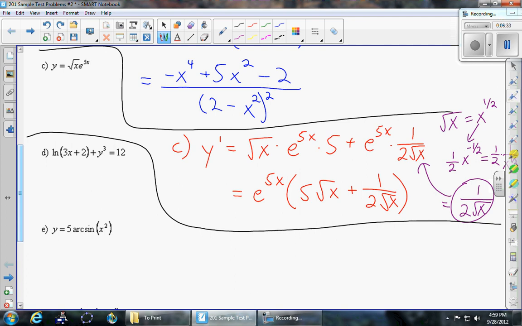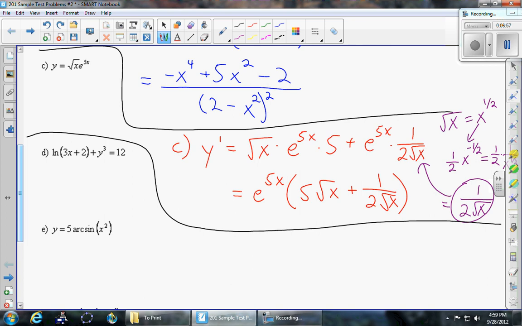So we want to take the derivative, or we want to find y prime. And this is ln of 3x plus 2 plus y cubed equals 12. So you are welcome to solve for y. In this case, it's not too hard to solve for y. I guess we'd subtract that ln from both sides and then take the cube root of both sides. But it's real easy for me to make up an equation where it's not possible to solve for y, no matter how brilliant you are.